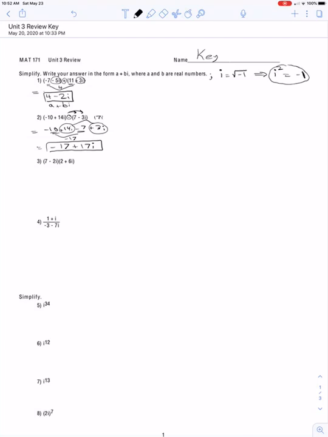All right, let's go to finding the product of two complex numbers. As we're looking at the product, we're going to need to distribute. So let's go ahead and look at that. So finding our product, 7 minus 2i times 2 plus 6i. Well, we need to distribute. So let's go ahead and begin. Distribute the 7 through. 7 times 2 is 14. 7 times 6 is 42i.